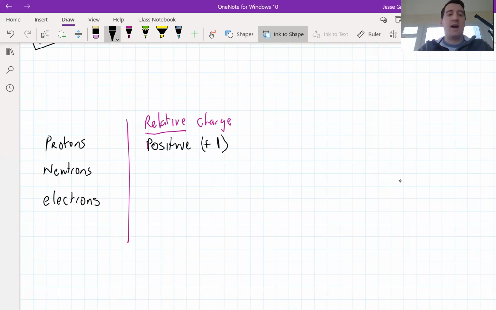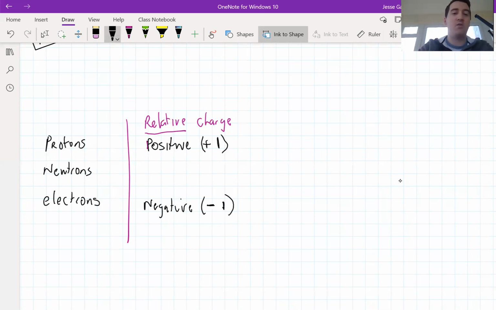Now, relative to that, electrons have a negative charge, so it's completely opposite. So we say negative, but it's the same size. So it's -1. Electrons have a charge of -1. It's the exact same size of charge as the proton, but completely opposite. It's negative. So protons have a positive charge, electrons have a negative charge, +1 and -1.